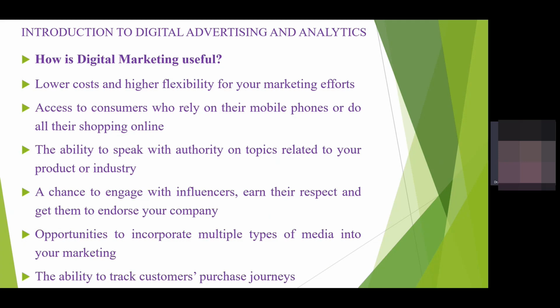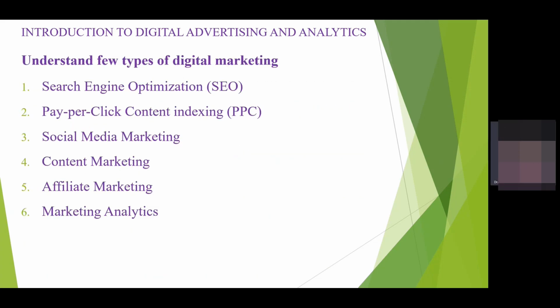Because once you know your potential customer, then you try to understand what things a particular customer is buying, when he or she is buying, in what quantity, and all those things. And depending upon the customer's interest, you can promote your brand and your products. Now, in order to understand the types of digital marketing, there are basically 6 ways in which digital marketing is done. We'll see them one by one.